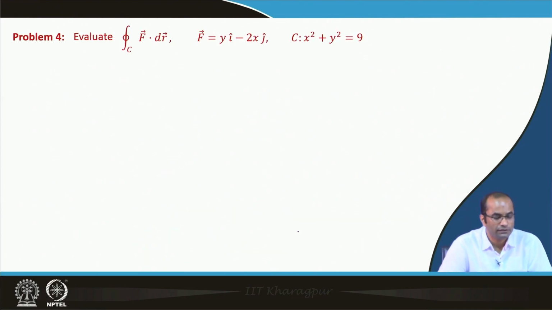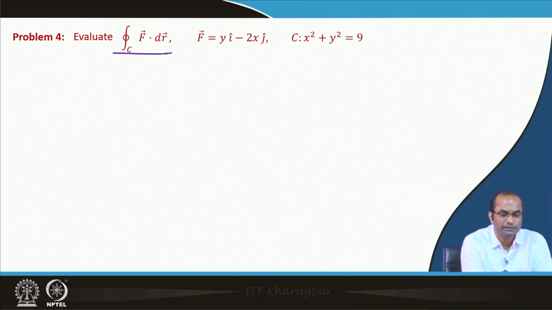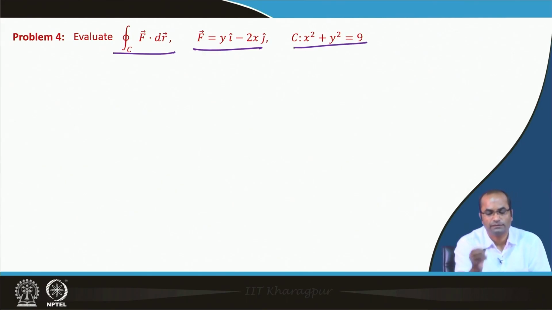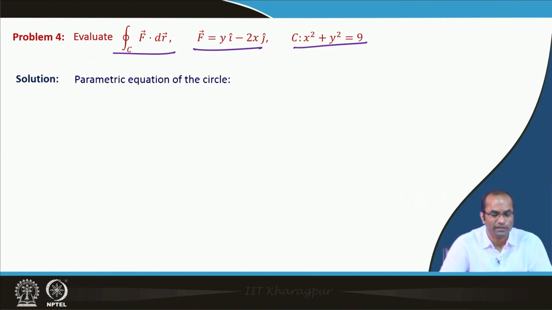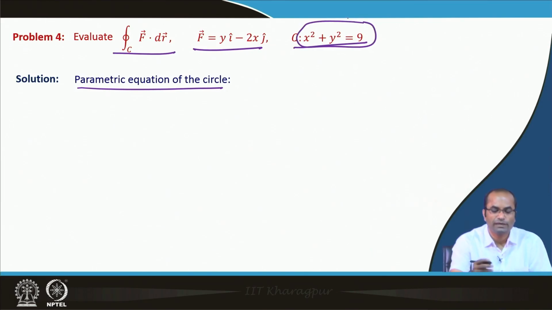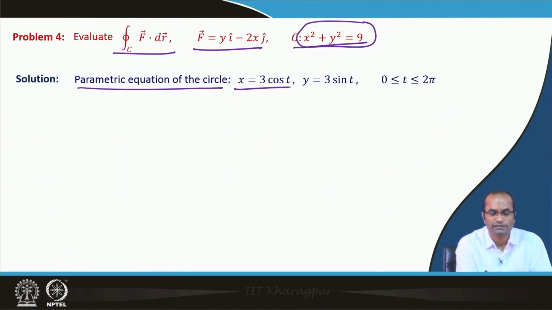Well, this is another problem where we can evaluate this f dot dr, where f is given and the curve is also given as a circle, x square plus y square is equal to 9. The x y relation will be much more complicated to write in component form for this line integral, so it is better to use the parametric equation. We know the parametric equation for the circle: x is equal to 3 cos t, y is equal to 3 sin t, and t varies from 0 to 2 pi.